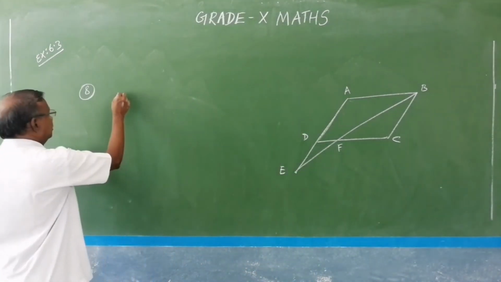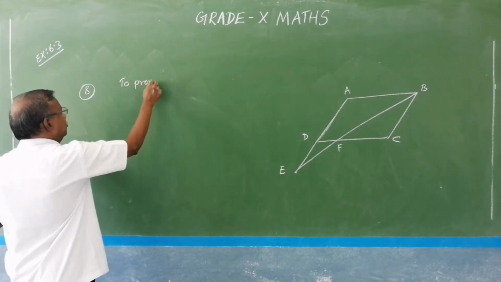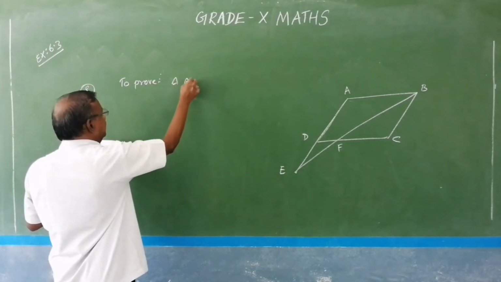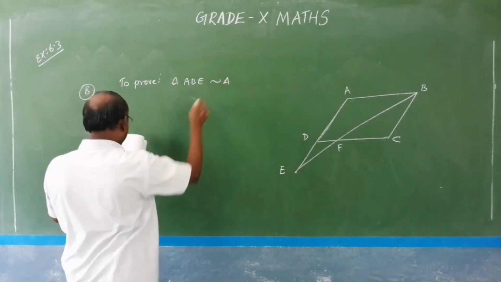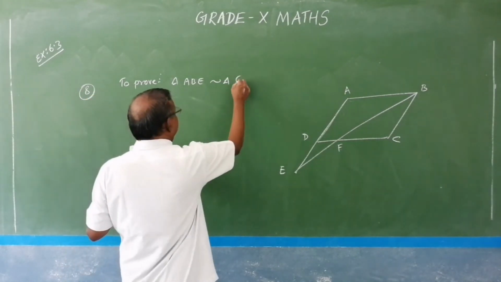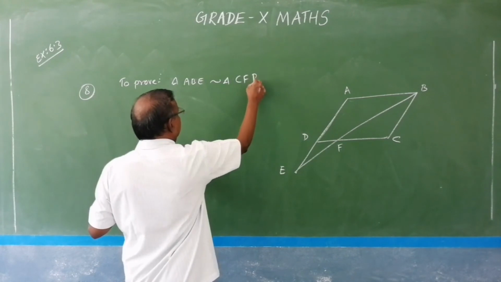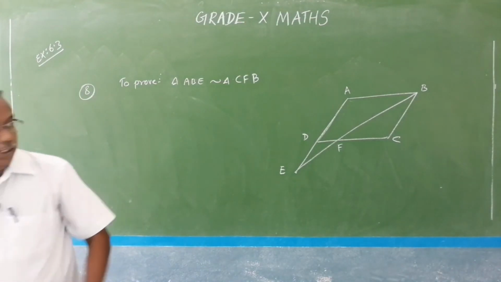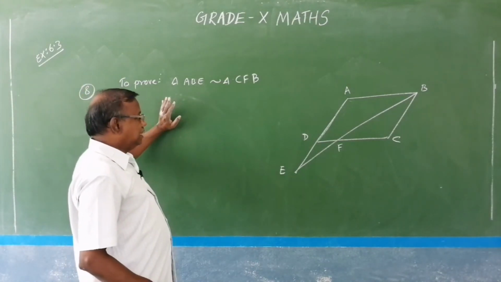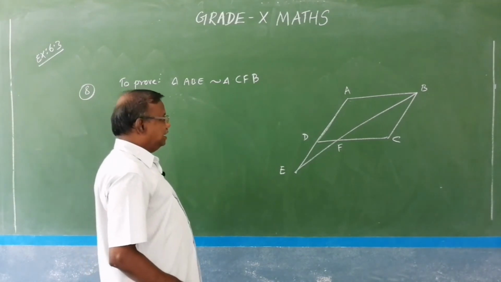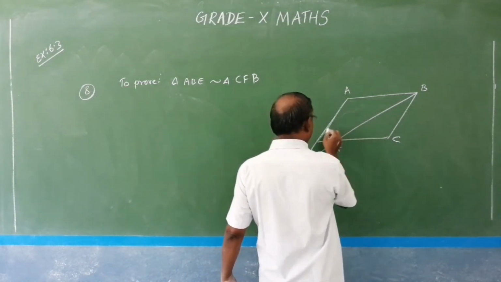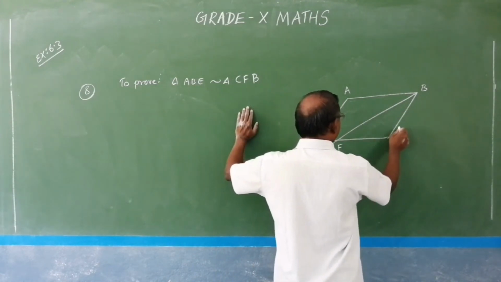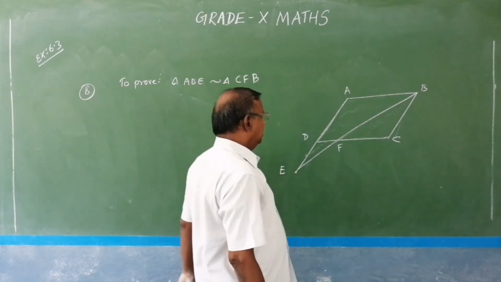Show that triangle ABE is similar to triangle CFB. In the question and in the diagram we can find something common. ABE is the bigger triangle, and CFB is the smaller triangle.